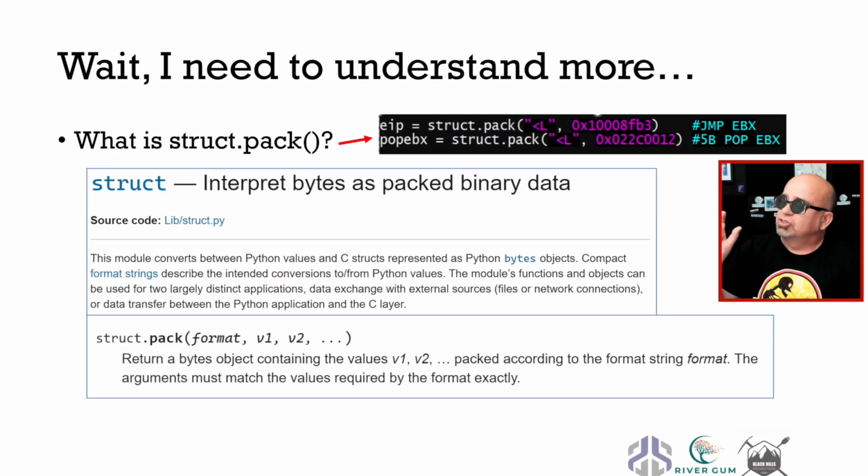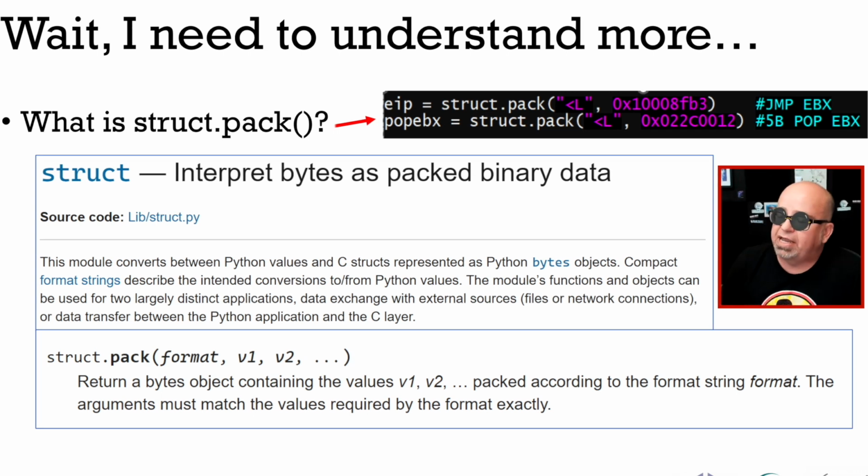What about that struct.pack stuff in our Python script? Okay, so we have two lines in the script that assign the result of a struct.pack operation to two separate variables. Well, what struct.pack does is it converts between Python values, in this case Python integers expressed as hexadecimal, and C structures represented as byte objects. So when we perform this struct pack of this integer 0x1008fb3, we are taking that 4-byte integer and packing it into a buffer. And that buffer becomes a byte object representation of that integer.